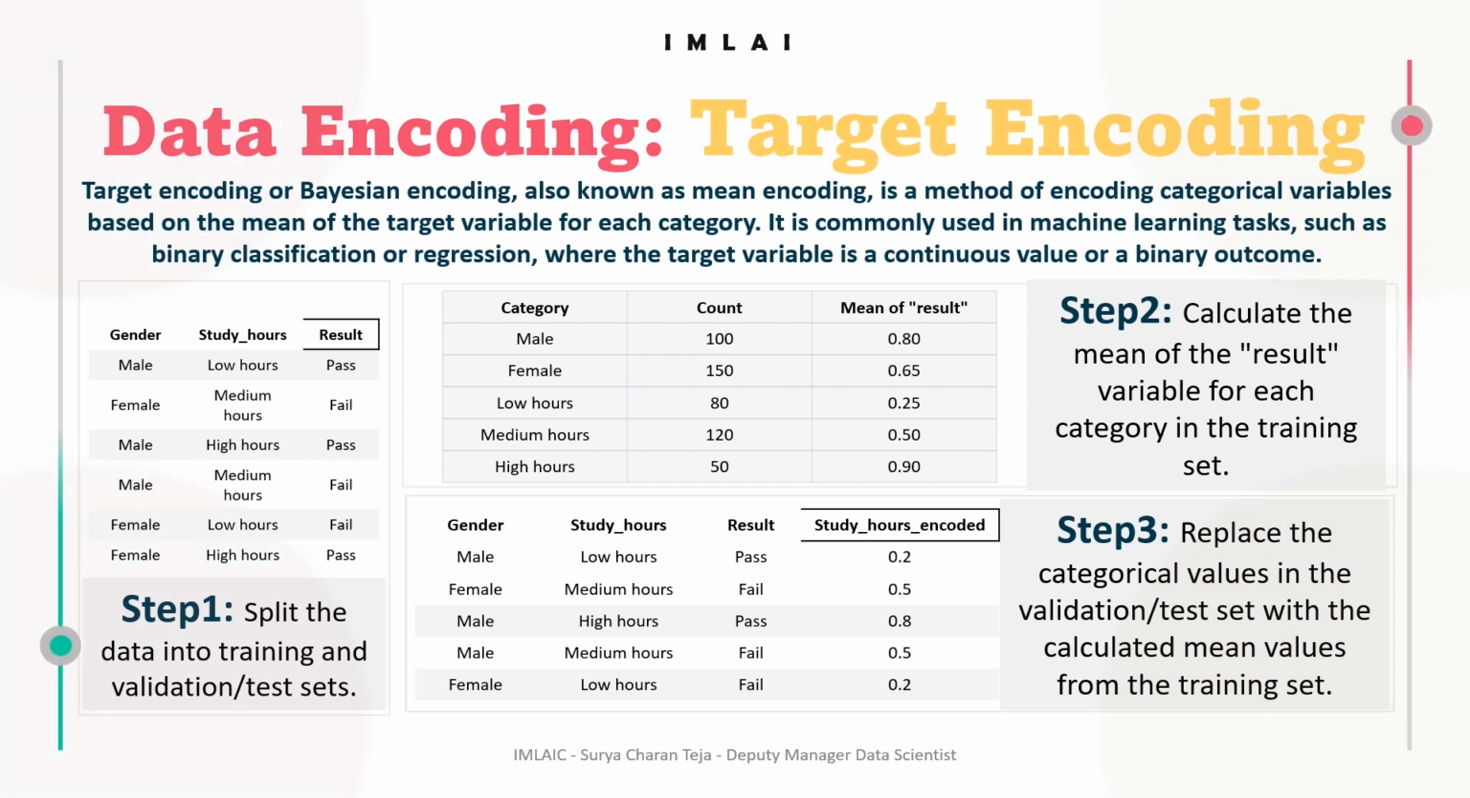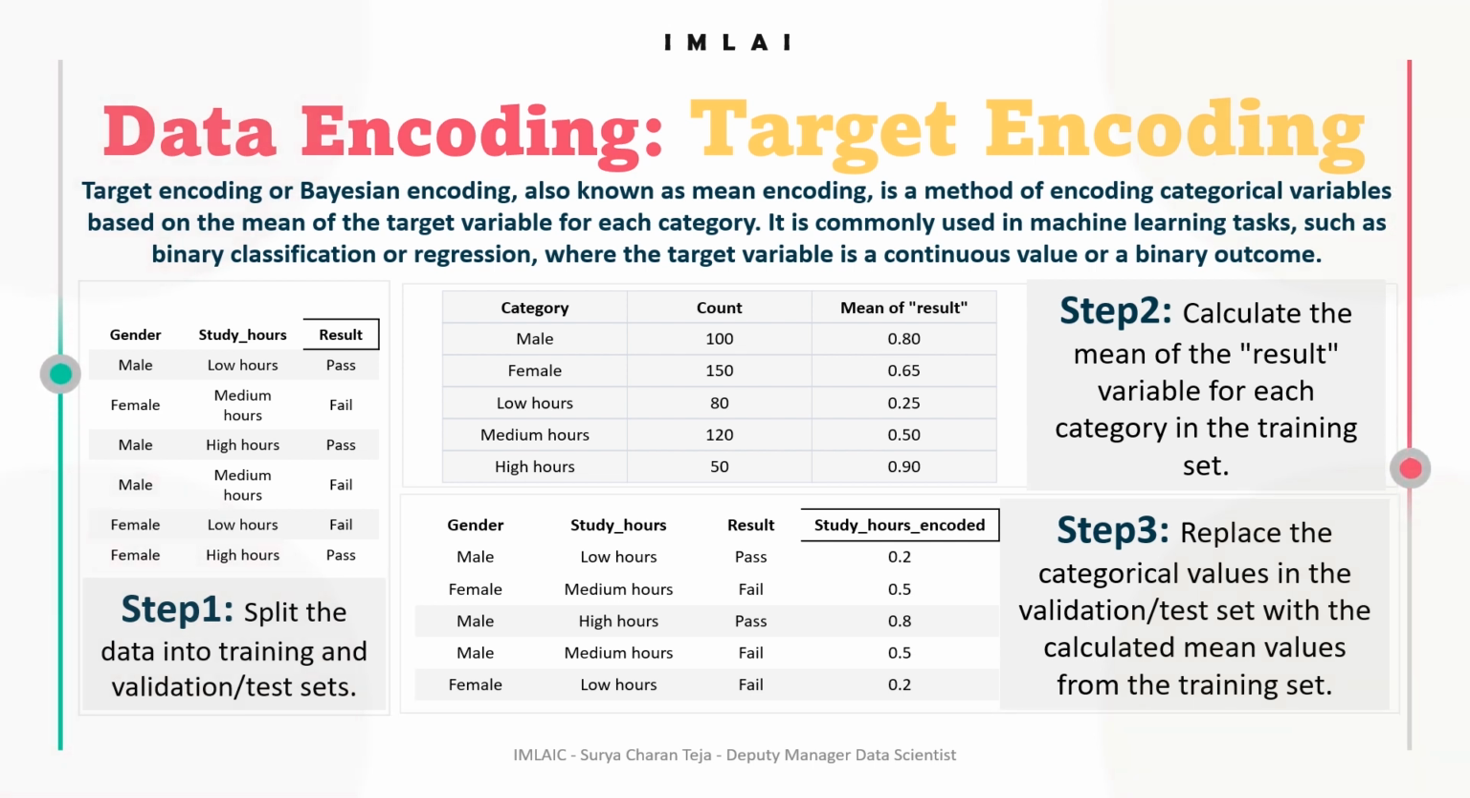So in this example, if we have a male student in the validation or test set, we replace the gender value with 0.80, which is the mean result for the male category in the training set. Similarly, if we have a female student, we replace the gender value with 0.65.